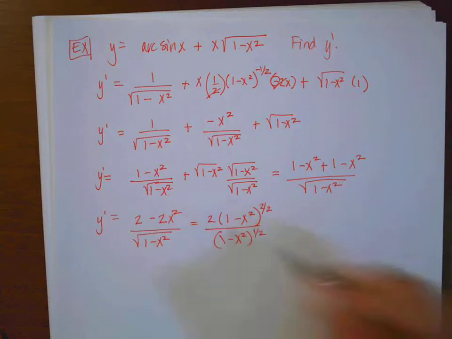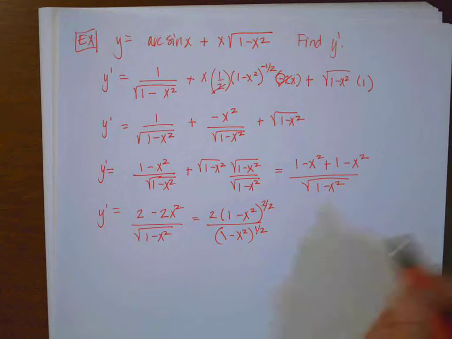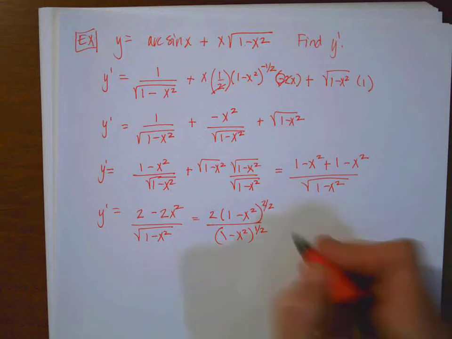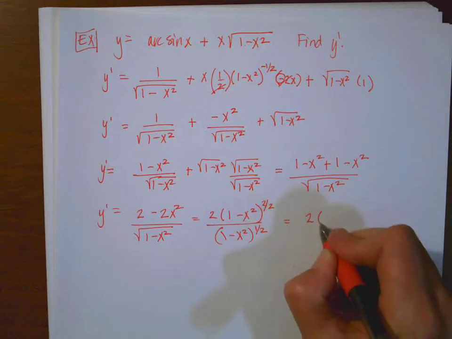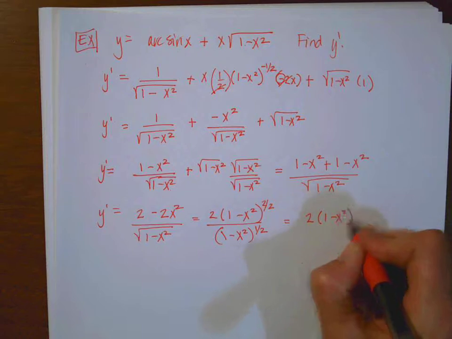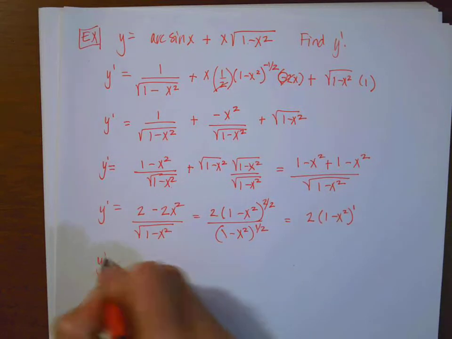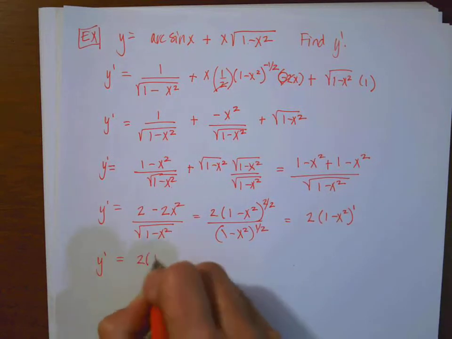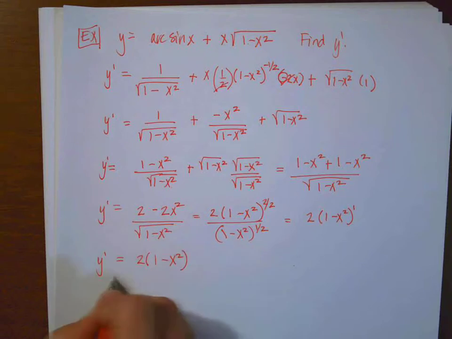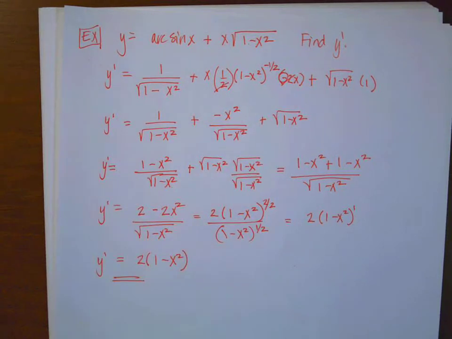And his power is 2 over 2. And then I have 1 minus x squared in the denominator, and his power is a half. So now remember that 2 minus 1 is 1, so this is just going to be 2 times 1 minus x squared to the 1. So the derivative y prime actually simplifies just to be that.